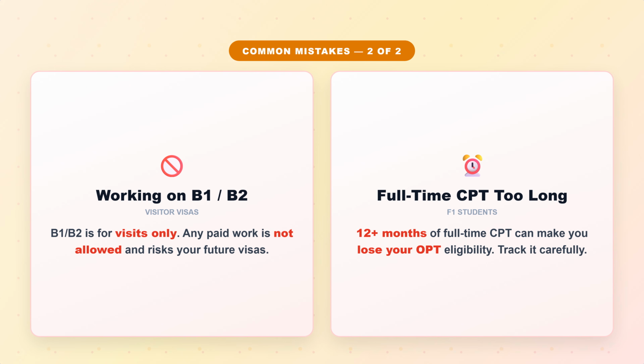And the common mistakes, Part 2. The third mistake, working on a B1 or B2 visa. These are visitor visas, for visits only. Any paid work is not allowed, and it risks your future visas. The fourth mistake, using full-time CPT for too long. 12 months or more of full-time CPT can make you lose your OPT eligibility, so track it very carefully.